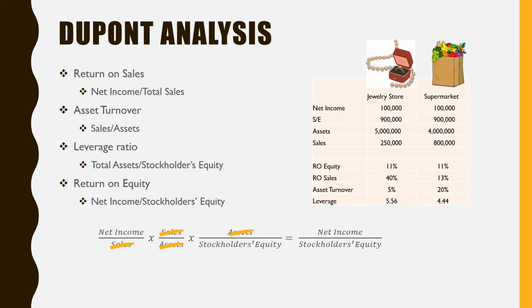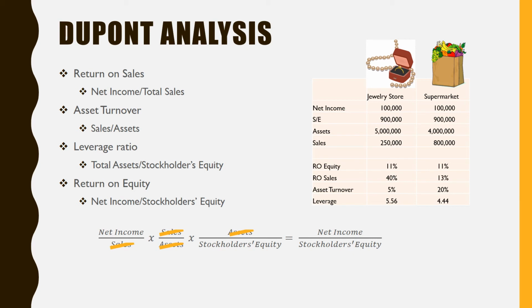It only makes sense if you look at an example. So I've got two companies here, one's a jewelry store and one's a supermarket, and notice they have exactly the same return on equity. But if we look at the jewelry store, they have a 40% return on sales, meaning they get to keep pretty much of the sales price, but a pretty low asset turnover, meaning they don't sell a lot. They don't turn over their assets, and inventory is a big portion of those assets. They don't sell a lot, but when they do, they get to keep a bunch.